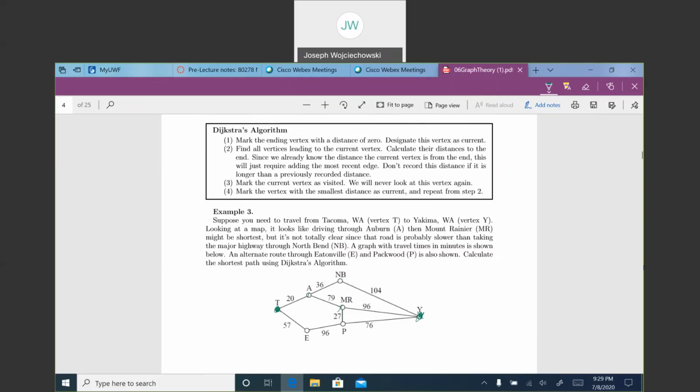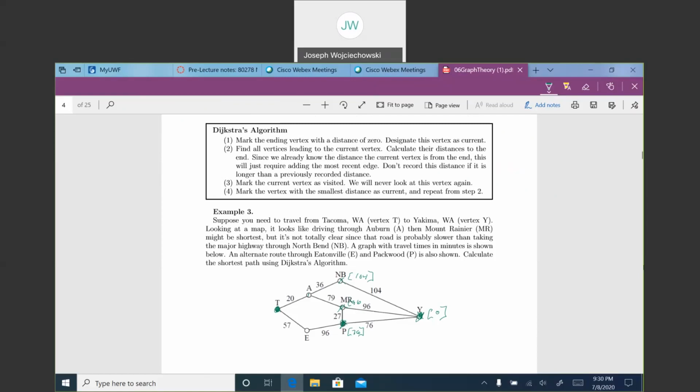Mark the ending vertex with distance 0. So that's 0. Okay, this is the current vertex. We're good there. Find all vertices leading to the current vertex. So that would be this one here, and this one here. Since we already know the distance to the current vertex from the end, this will just require adding it to the most recent edge. So 0, so this becomes 104, this becomes 96, and this becomes 76. We want the shortest path here, which is this here. Okay, so that's current.